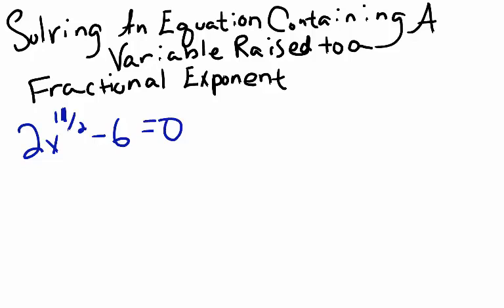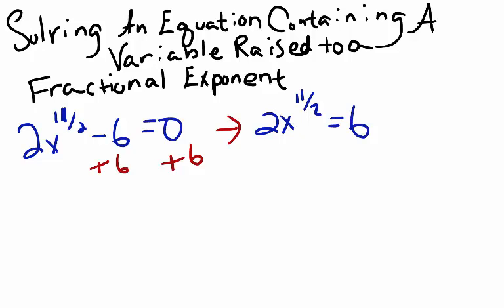I want to solve my equation for x, so the first thing I'm going to do is try to isolate my variable on one side of the equation. I'll start by adding 6 to both sides, and that gives me 2x^(11/2) = 6.